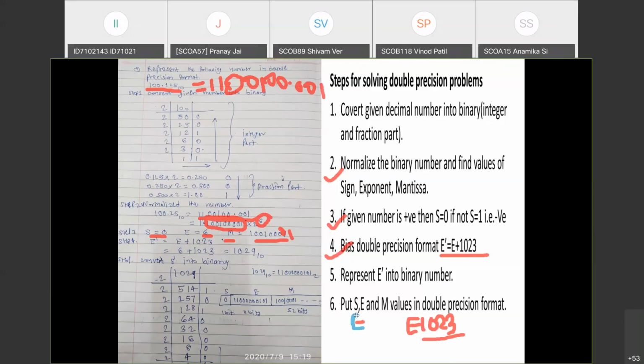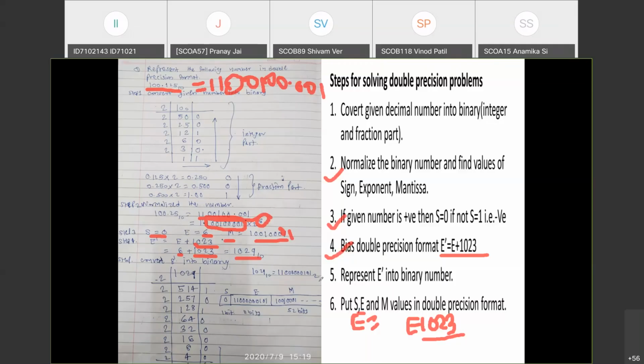That we need to add in this 1023. That will give you the biased exponent of 1023. So here the E value is 6, which is mentioned here, and we need to find the bias of 1023. So I'm adding 6 plus 1023, which gives me the biased exponent, 1029, which is also a decimal result.